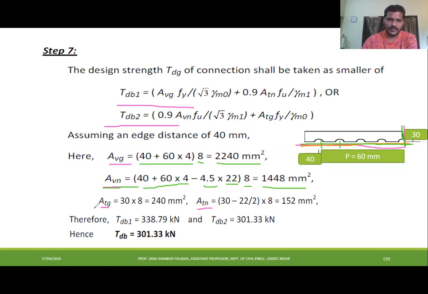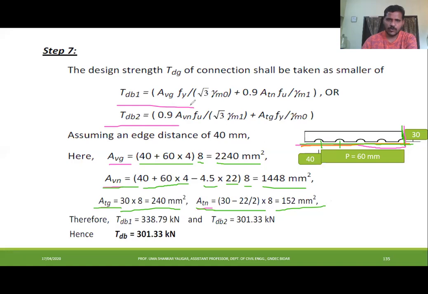And similarly, you need to calculate the gross area due to the tension. This is your tension plane. This is 30 into thickness, 30 into 8, 240 mm square. And similarly, you want the net area due to the tension plane. 30 is there, only half a bolt hole is there. 30 minus half of the bolt hole, all multiplied by the thickness of the angle section, it will give you 152 mm square.